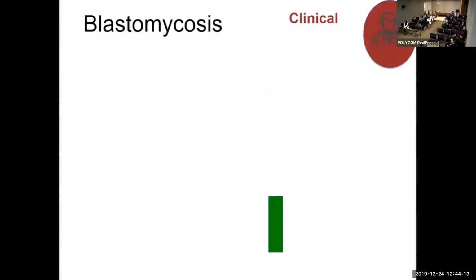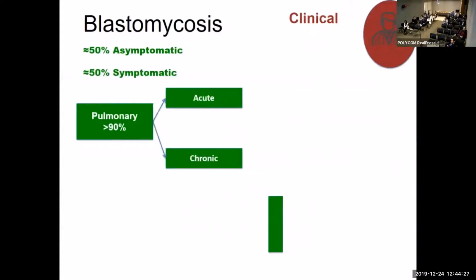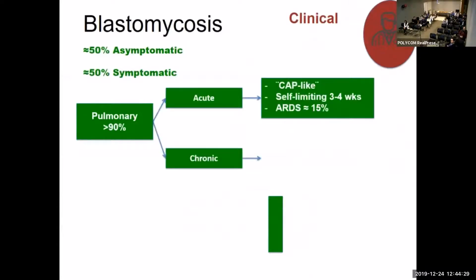So let's go to the clinical part of blastomycosis. This goes like 50-50. So 50% will not have any disease, 50% will develop some type of symptom. The most common presentation is pulmonary, 90% of the cases. So acute pulmonary blastomycosis is literally the same as a community-acquired pneumonia. Fever, chills, you're going to see a consolidation, self-limited. You may give levofloxacin, and after 1 or 2 weeks of that, they will feel better.